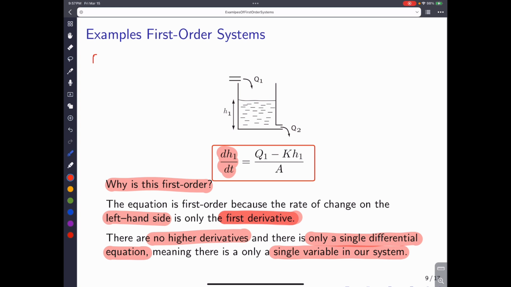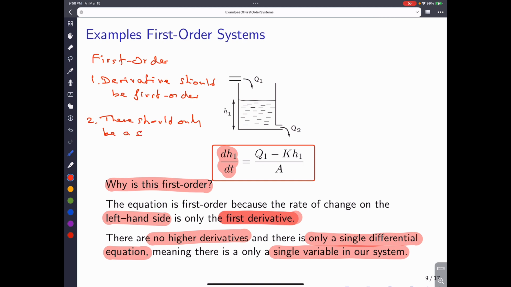So to be first order, number one, the derivative should also be first order. Right, so it can't be a second derivative or third derivative. The second thing is there should only be a single variable. And the single variable in this case, of course, is the height. All right. So if you had two variables, let's say you had two tanks, one after the other, and you had two heights, that wouldn't be first order. Okay, and that's it.